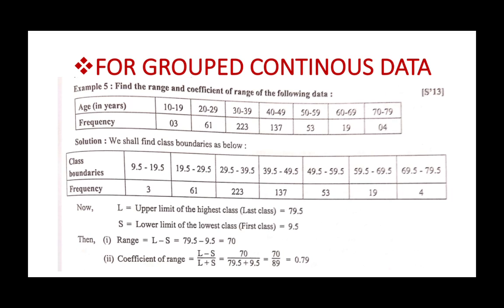Only one step is very important while calculating range for grouped continuous data. Just check the class intervals. They should be inclusive type, they should be continuous. If it is exclusive type, meaning there is a break between two interval values, then we have to make it continuous, and then we can find the range and coefficient of range.